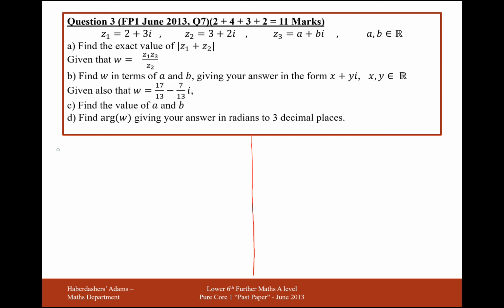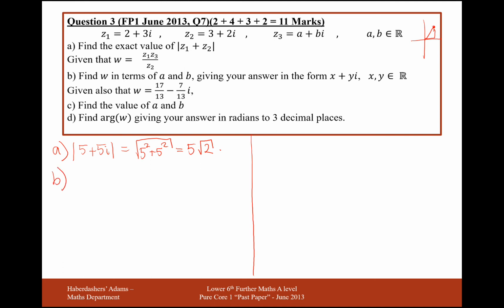It was question 7. So, part A looks for us to find the exact value of Z1 plus Z2. So, we're going to have to add the complex numbers first and then find the modulus. You can't do these ones separately. 2 plus the 3 is a 5, and 3i plus the 2i is plus 5i. Now remember, the modulus is finding the distance between the complex number and the point 0, 0 on the Argand diagram. So it's a bit like a Pythagoras question. Square root of 5 squared add 5 squared is 5 root 2.